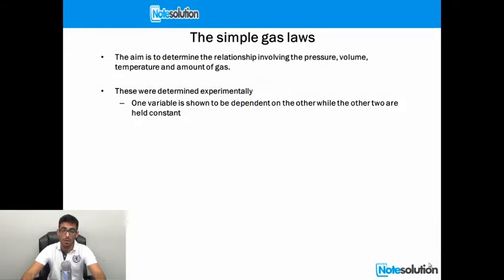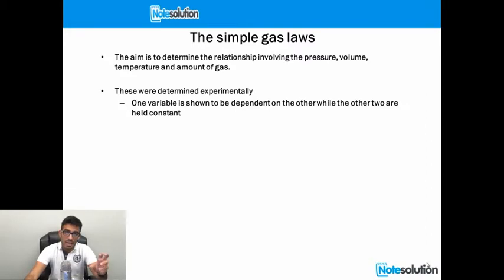Let's talk now about the simple gas laws. We talked earlier about the properties of gases, such as pressure, and how pressure is measured using a barometer or a manometer. Now, scientists wanted to figure out the relationships between the different components affecting gas.